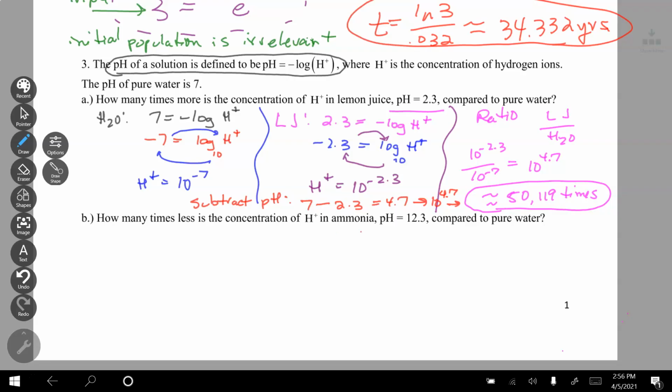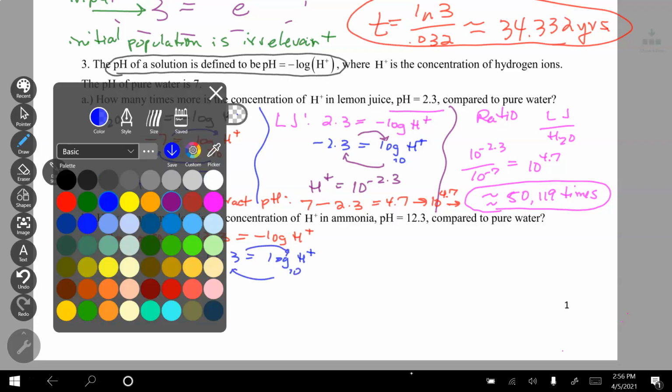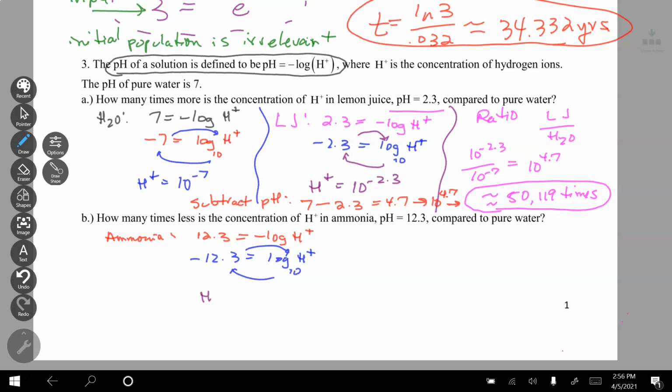So for this next one, I could subtract my logs, or I could use the whole ammonia pH, which is 12.3. Negative log of my hydrogen. Make it negative, curl it. And the hydrogen concentration in ammonia is 10 to the negative 12.3.